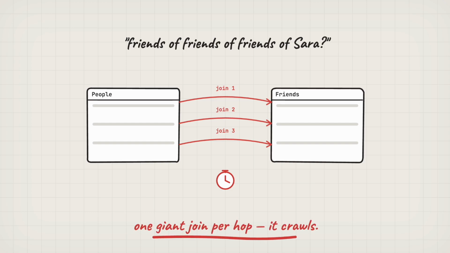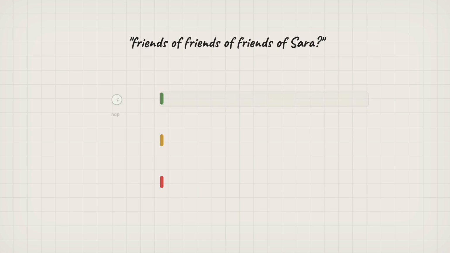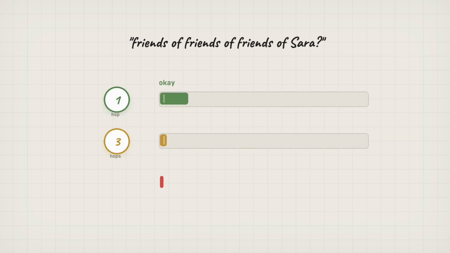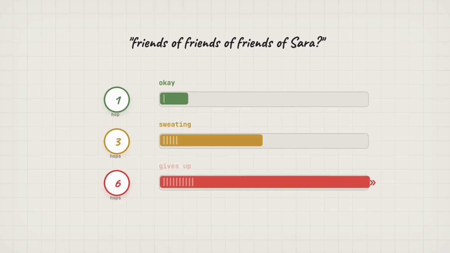In a table based database, that question is painful. The system has to stop and cross check giant tables against each other again and again. Once for every single hop. One hop is okay. Three hops, it's sweating. Six hops on millions of people, it basically gives up. This cross checking is called a join, and joins are exactly where normal databases start to crawl.